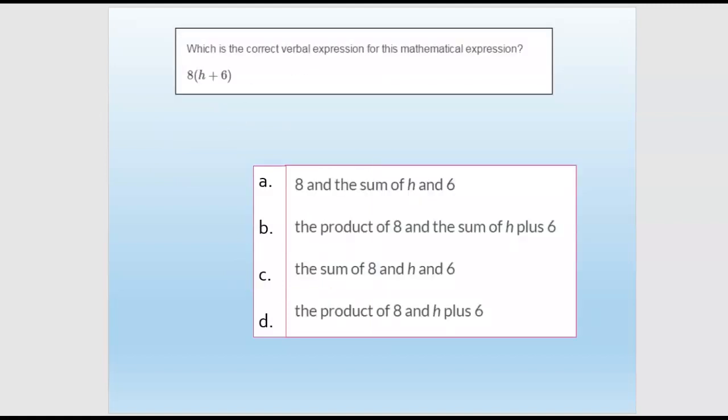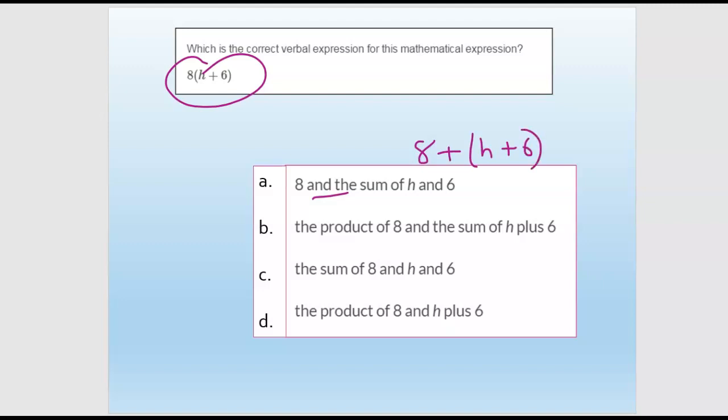Which is the correct verbal expression for this expression? 8 times, here's how I would read this. 8 times the quantity of h plus 6. That is exactly how I would read it. 8 times the quantity of h plus 6. But I don't see that exactly here. There's more than one way to read these things. How about let's look at A. 8 and the sum of h and 6. Now that, if I were going to try to write A, I would write 8 and the sum, and would tell me just to maybe add it, the sum of h and 6.